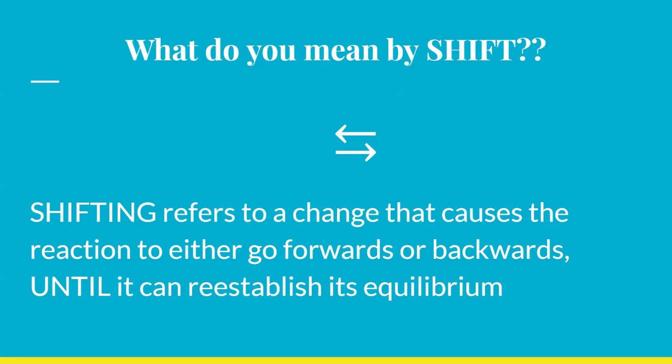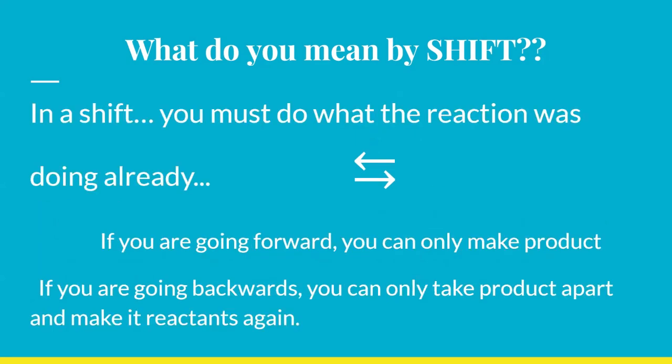So shifting refers to a change that causes the reaction to either go forward and make more product or go backwards and make more reactants. Taking product apart is going backwards. When you do a shift because the equilibrium is stressed, those are your only two options: make more product and go forward, or take product apart and make reactants. You can't do any other side thing. Those are the rules, right?